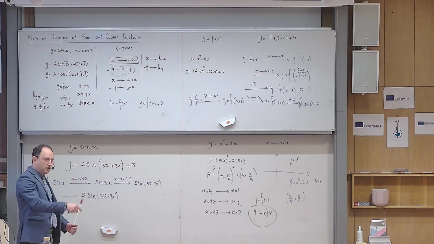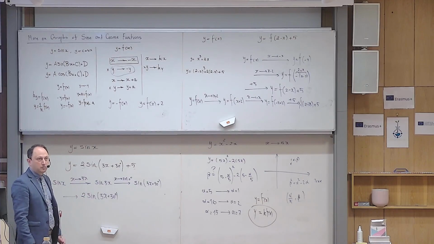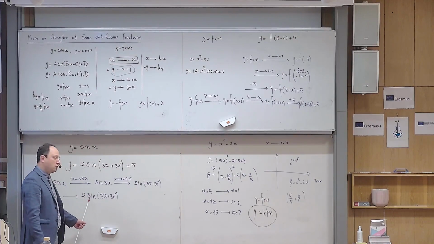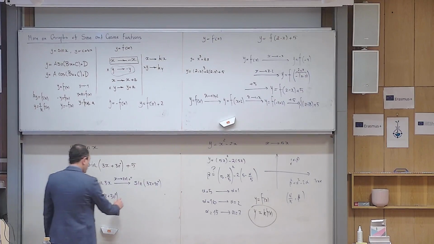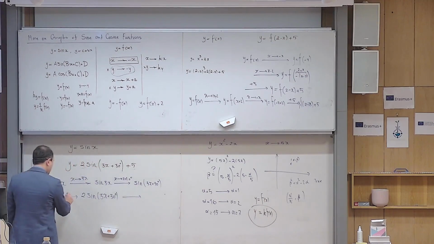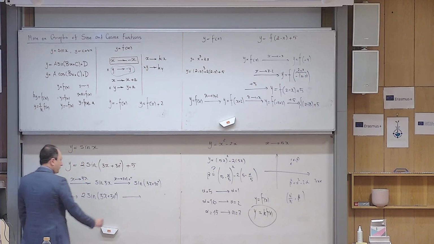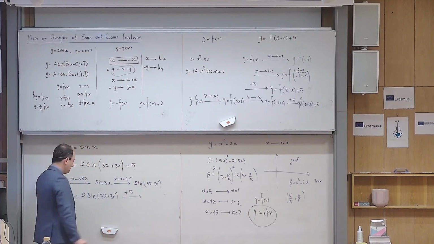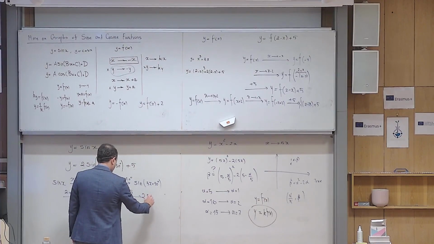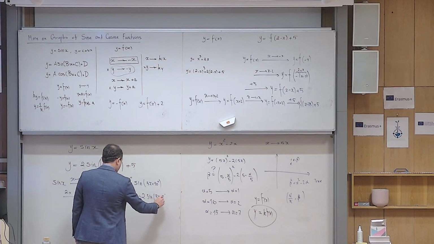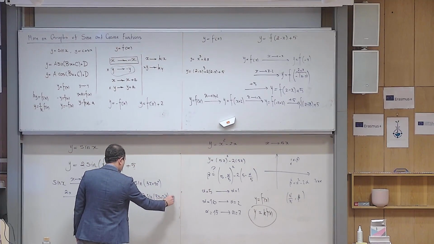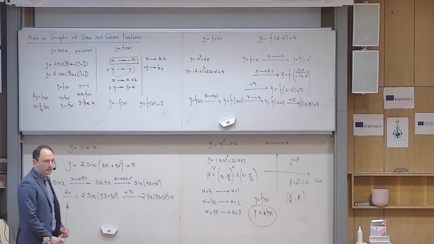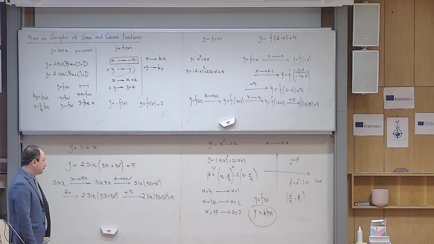A stretch along the y direction by a factor of 2, because I'm multiplying the whole function by 2. And then finally, plus 5, yes? So this becomes 2 sine 3x plus 30 degrees, and then plus 5. What is the effect of this one? It is a shift along the y direction, 5 units upward.